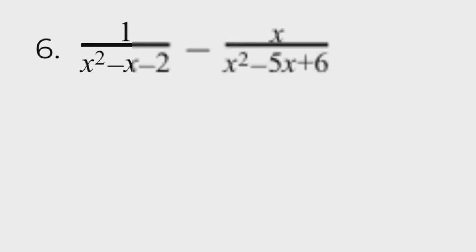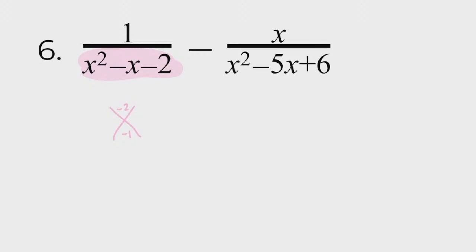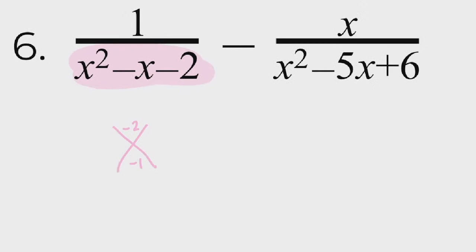In the second problem, we'll want to factor each denominator first. So we can use the x method. On the top is going to be negative 2, and on the bottom is negative 1. So all I'm looking at is this part here. So we're looking for two numbers that will multiply to negative 2 and add to negative 1, and that would be negative 2 and 1. And on the top would be x. So this is going to factor into x minus 2 times x plus 1.